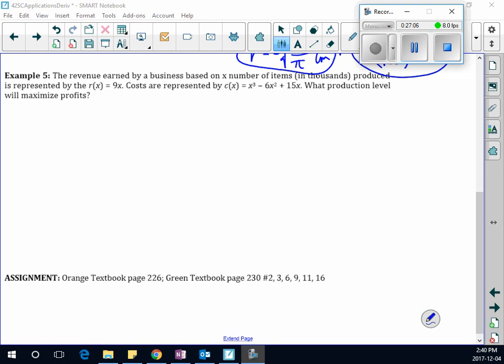So profits is equal to revenue earned by businesses and items, and this is where the business sense in you needs to come in. How would I figure out profits? Profits equals R of x minus C of x. Does everybody understand? This should make sense to you that profits should be revenue, which is R of x, minus C of x.